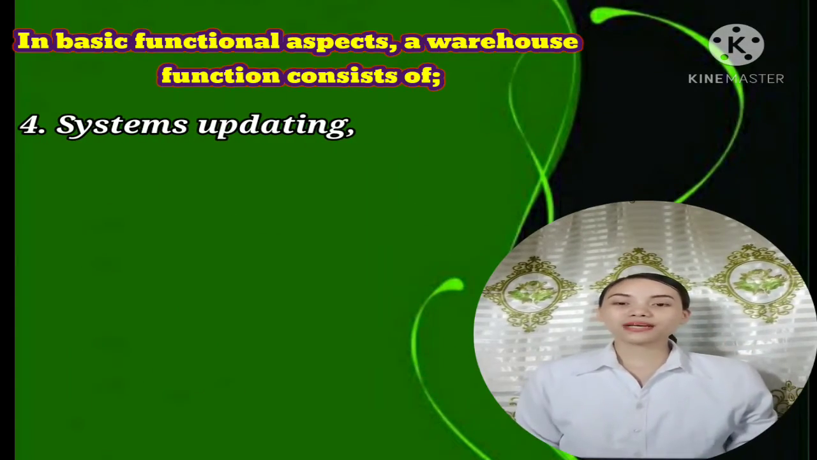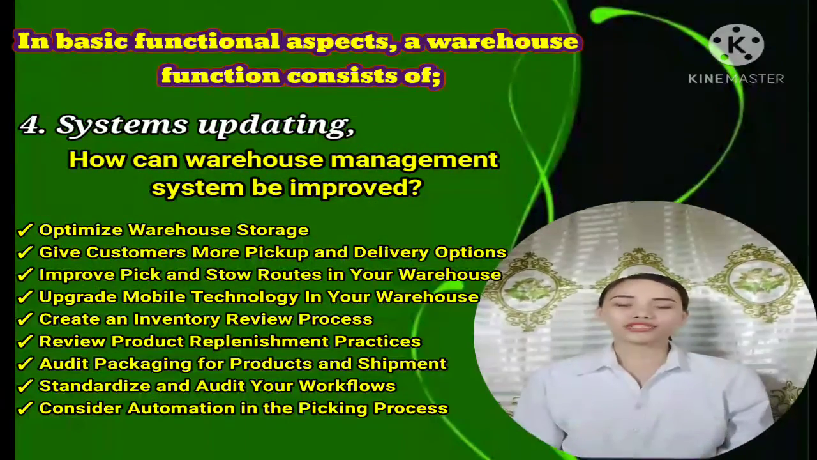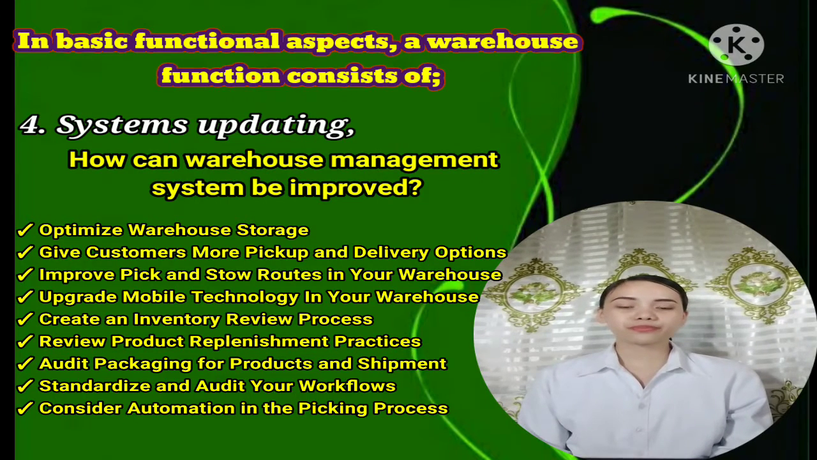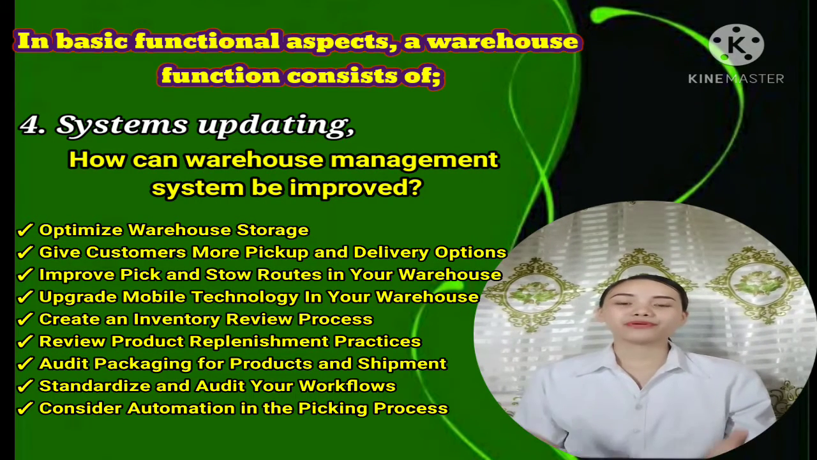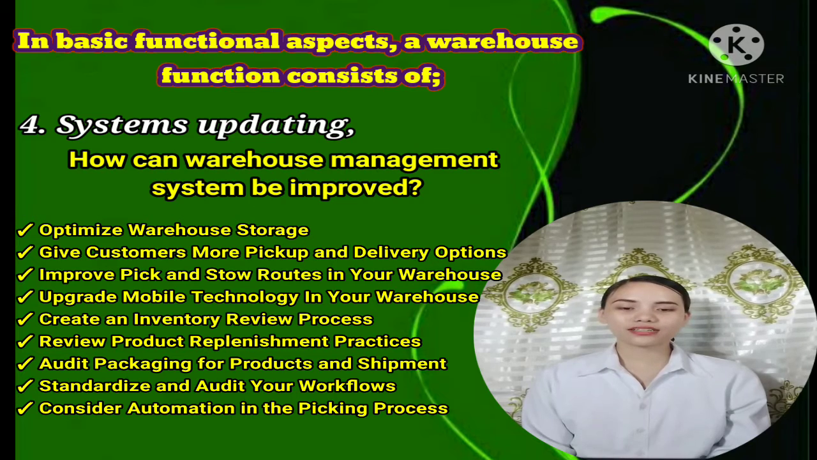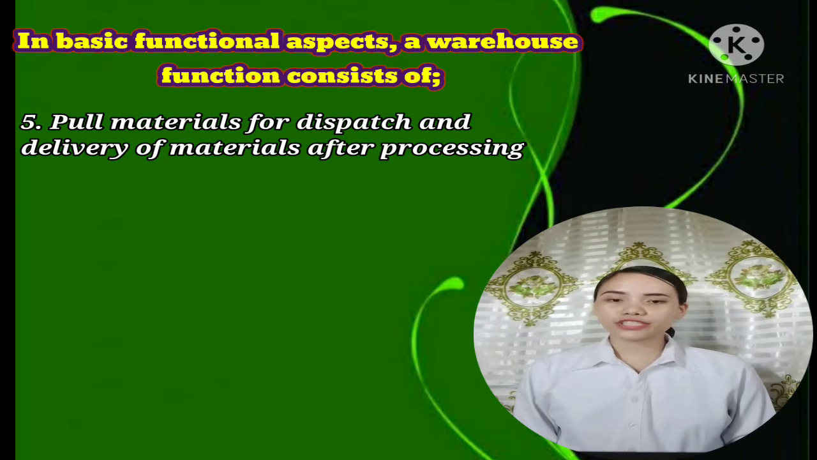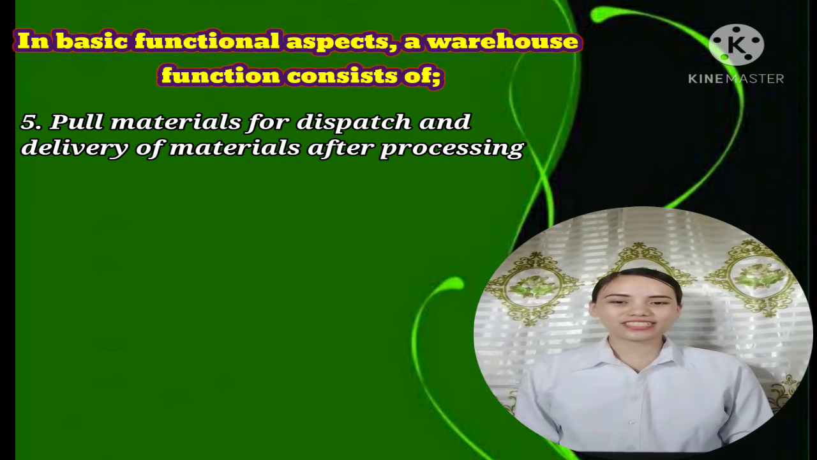Fourth, systems updating. How can a warehouse management system be improved? Optimize warehouse storage, give customers more pickup and delivery options, improve pick and store routes in your warehouse, upgrade mobile technology in your warehouse, create an inventory review process, review product replenishment practices, audit packaging for products and shipment, standardize and audit your workflows, and lastly, consider automation in the picking process. And lastly, pool materials for dispatch and delivery of materials after processing.